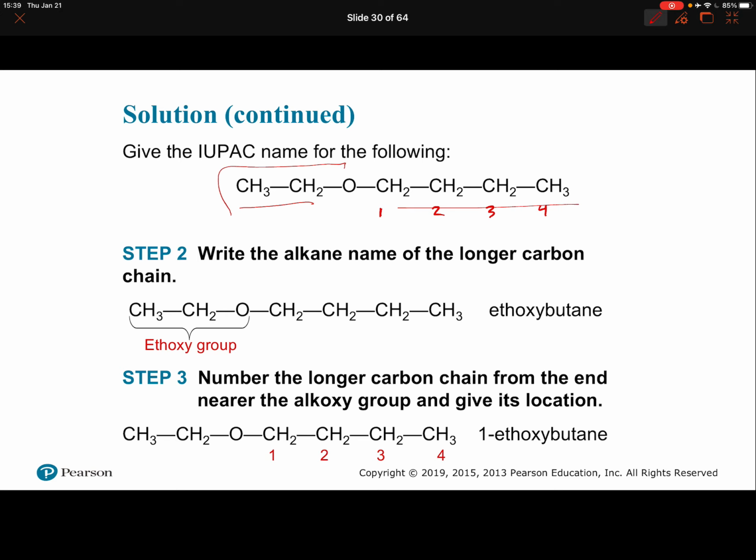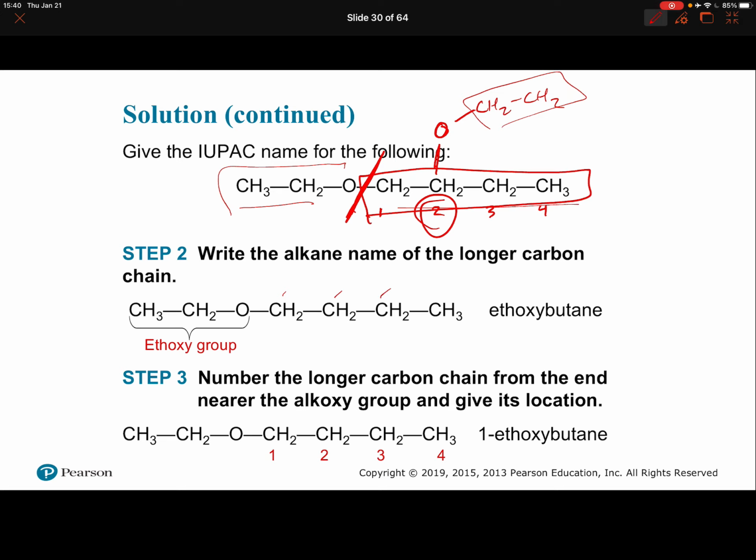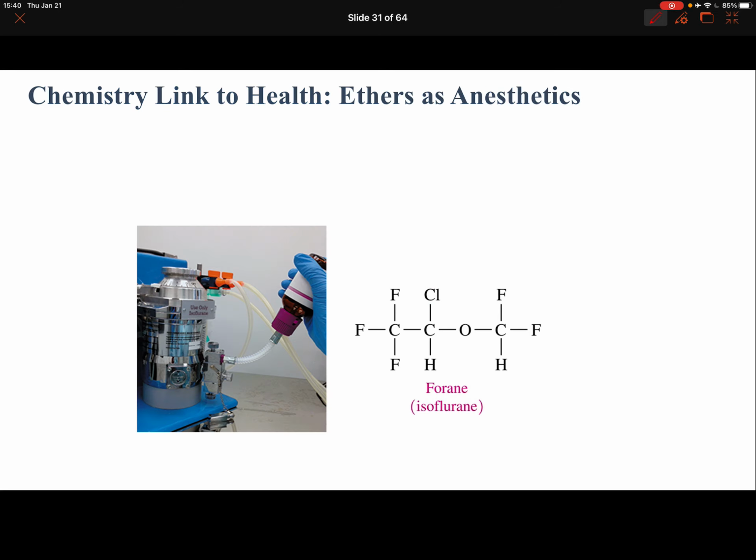It really doesn't matter about the 3 and the 4, but we could have had a situation where instead of this ethoxy group being attached to the number 1 carbon, it could have been attached to the number 2 carbon. We would still have had a butane here, and still an ethoxy group, but this would have been 2-ethoxybutane. So if you didn't catch that you needed to number it, that's why you need to number it, because there are multiple places on this butane where our ethoxy group could have resided. Okay, good.